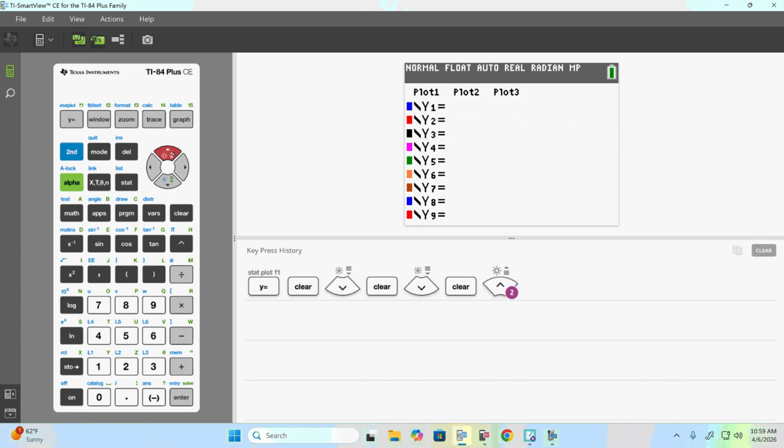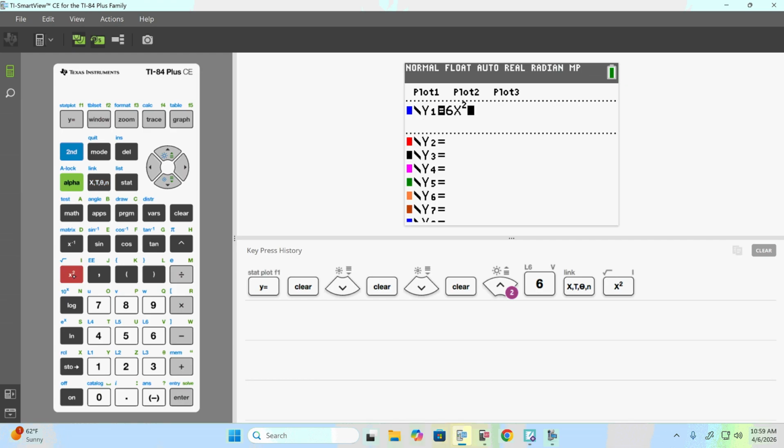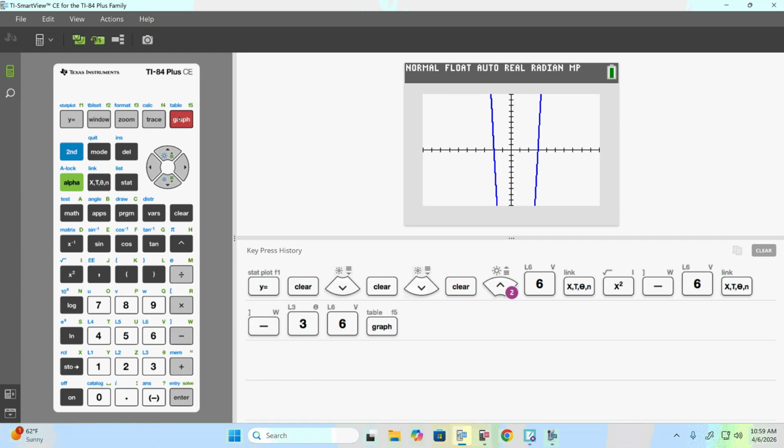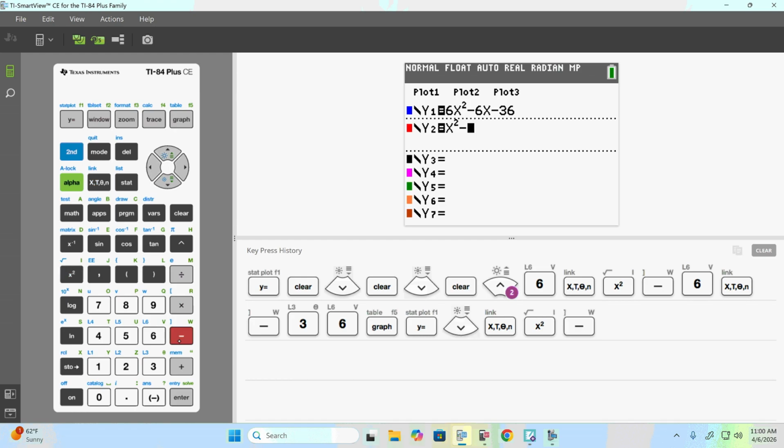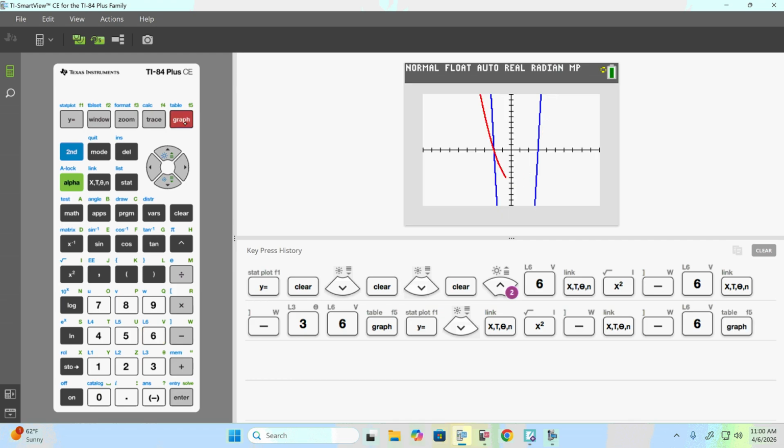Clear all this out. Because at this point we have 6x squared minus 6x minus 36. And this is the graph of the function we're looking at, yes? And I just said that if we divide that 6 out, it will not change the solution because we have x squared minus x minus 6. Will it change almost every other part of the function? Yes.